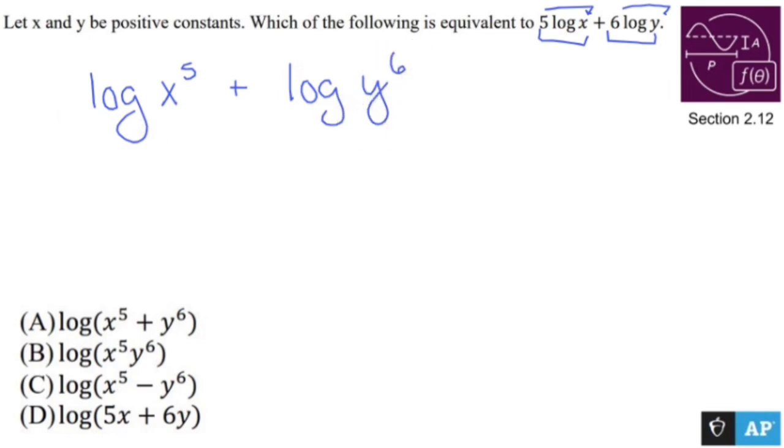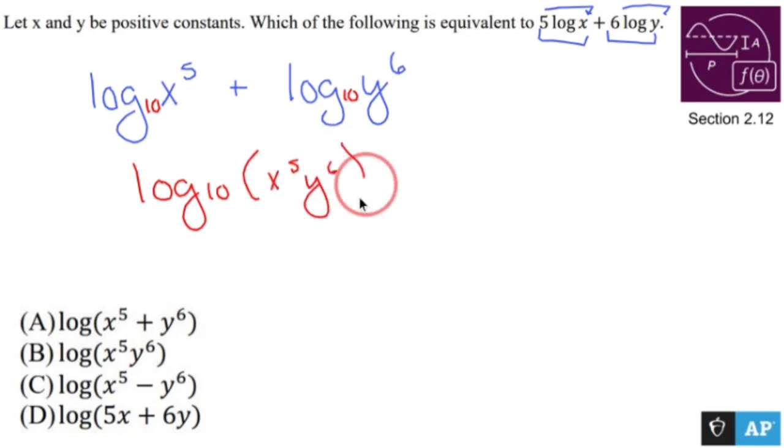There's another rule that says if you have the same base, and again, we're going to pretend that these 10s are there, even though they are not written, we're just going to pretend that we can see them. If you add logs of the same base, multiply the insides. So since we're adding log base 10 of x to the fifth and log base 10 of y to the sixth, I get log base 10 of x to the fifth, y to the sixth.